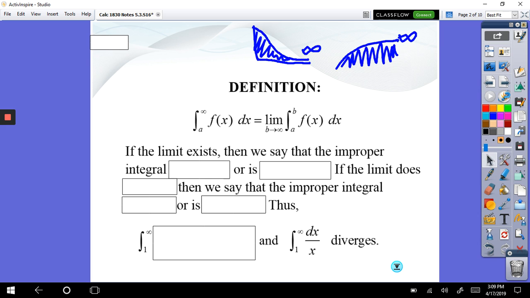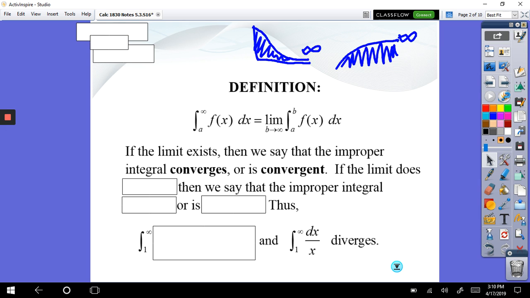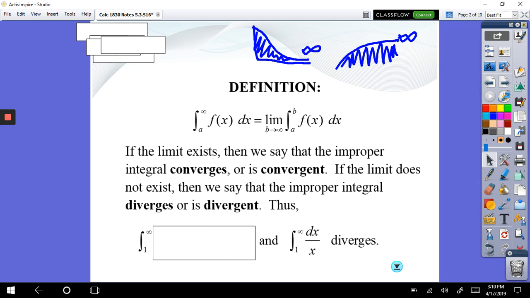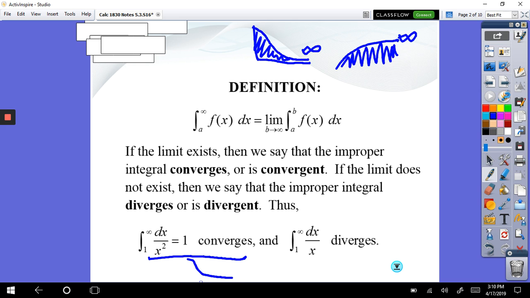So those, the ones where the limit exists, converge. We say that those are convergent. And if the limit does not exist, then we say that those diverge or are divergent. And then here's two examples down here at the bottom. This one converges. Find the antiderivative of that. This is going to be something that's getting smaller. You can find it from 1 to infinity. If you do the antiderivative of this one, you're going to get a natural log. And that natural log is going to keep getting bigger, something that we cannot evaluate, so it diverges.